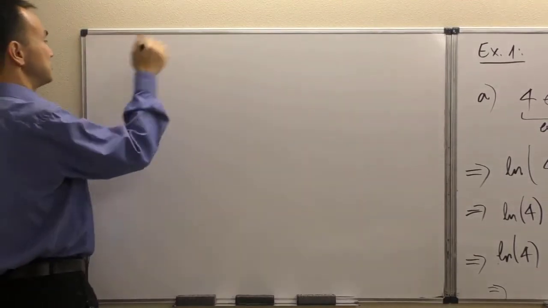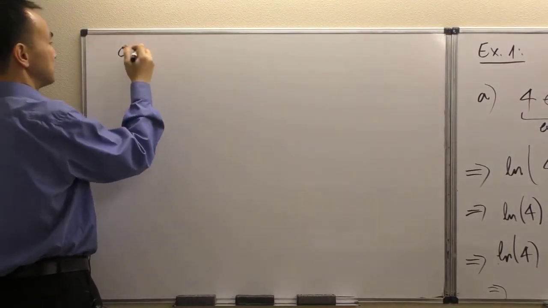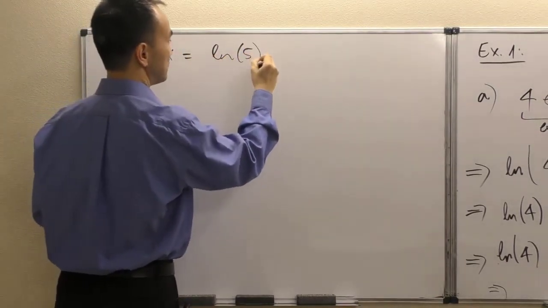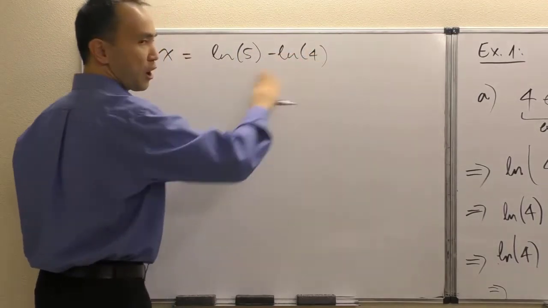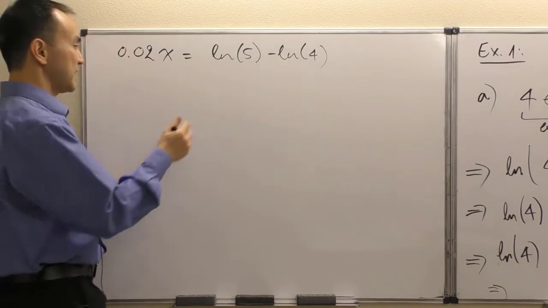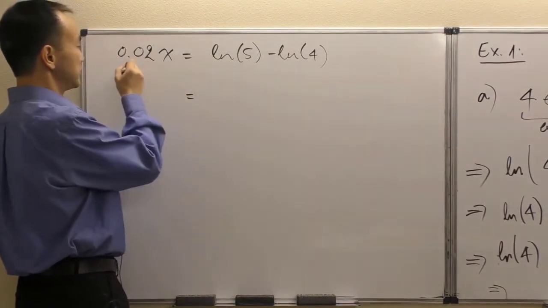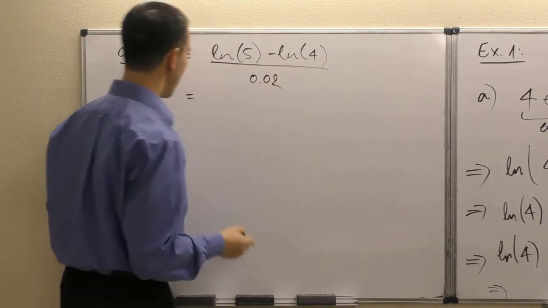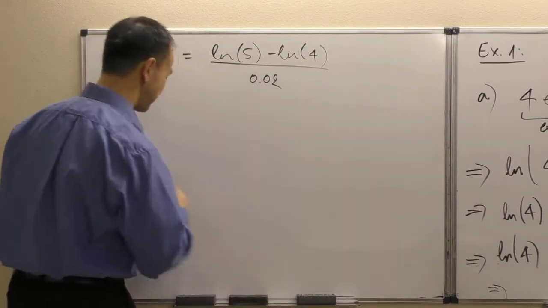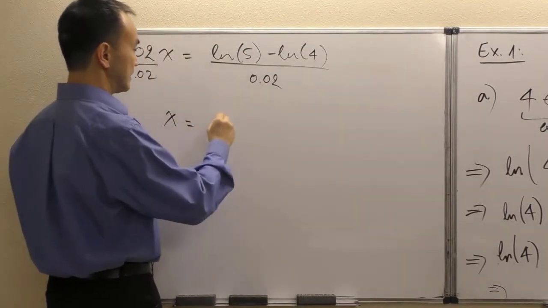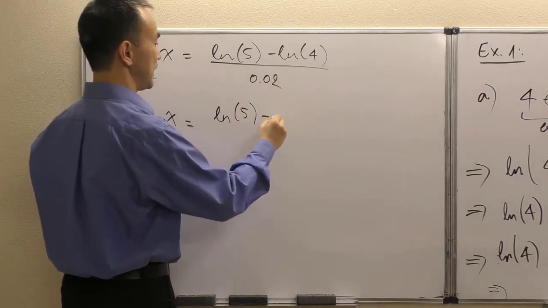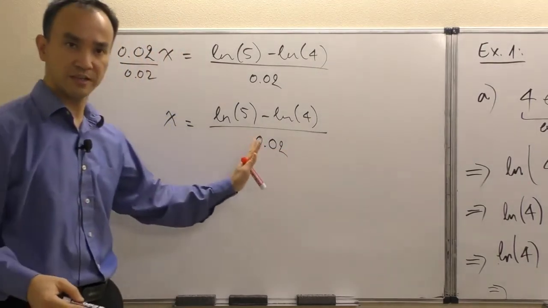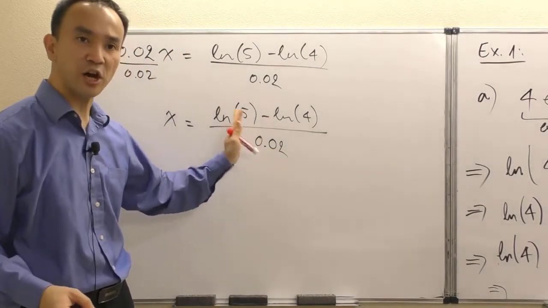From the most recent step, I'm looking at 0.02x equals natural log of 5 minus natural log of 4, and this is all constants. So now I am going to simply divide both sides by 0.02, the usual work of solving an equation. That leaves me with x equals natural log of 5 minus natural log of 4, divided by 0.02. So this is our value for x that solves the equation.